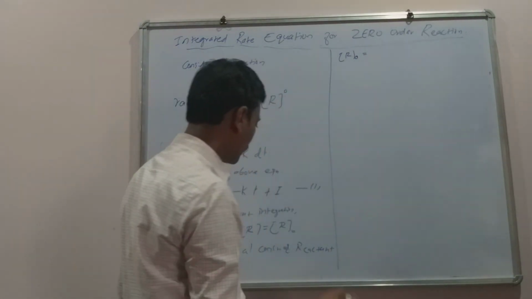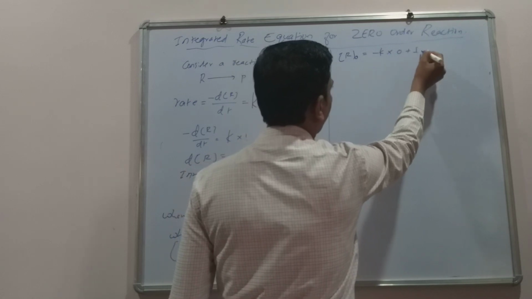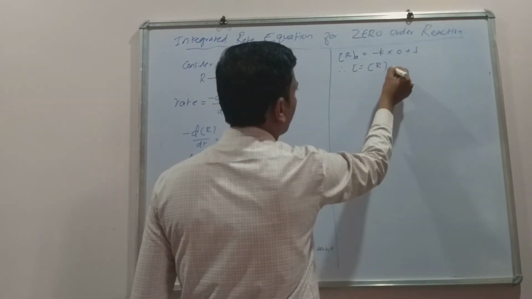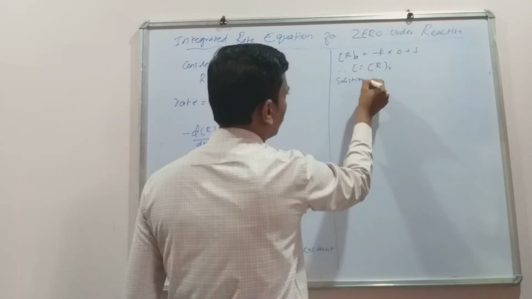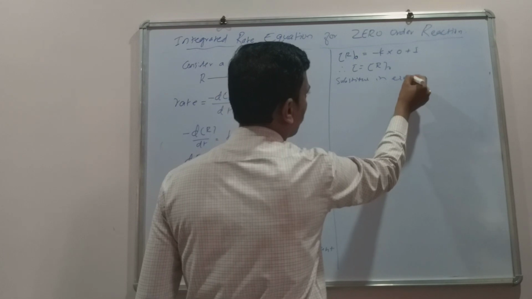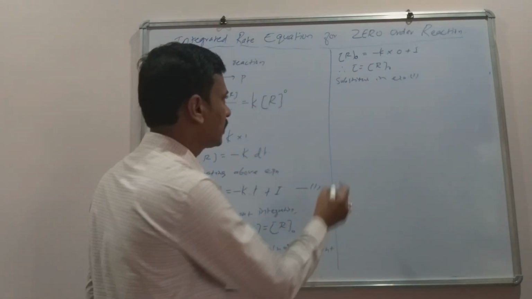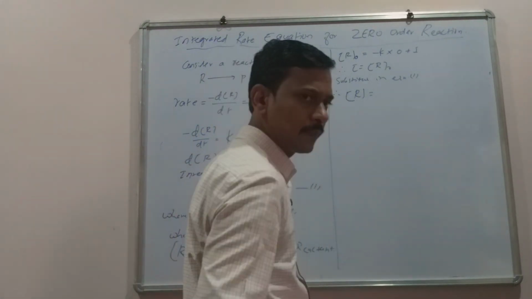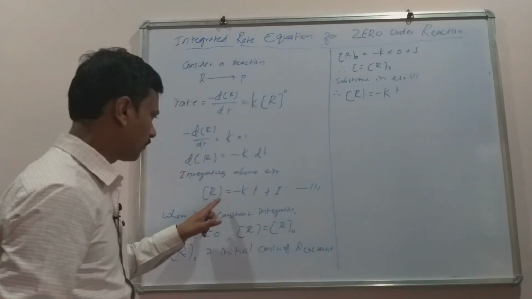R naught is equal to minus k times 0 plus I. Therefore, I is equal to what? I is equal to R naught. Substitute this I value in equation number 1. Then what happens? Therefore, the concentration of R is equal to minus k into t, plus I.